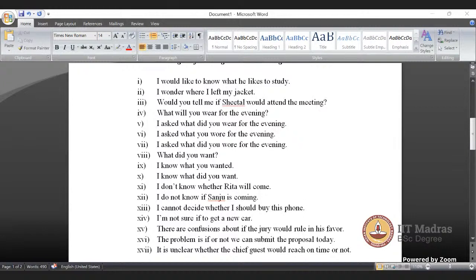There are confusions about if the jury would rule in his favor. Is it grammatical? Let's see. It is grammatical, with a differing opinion on this.